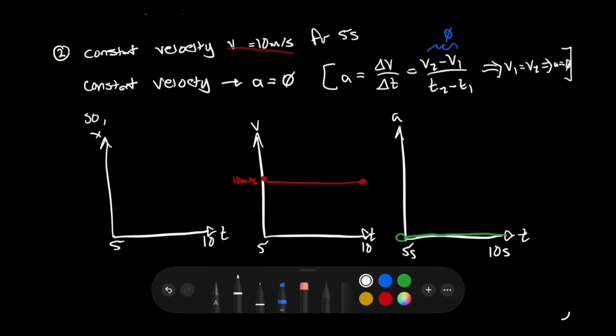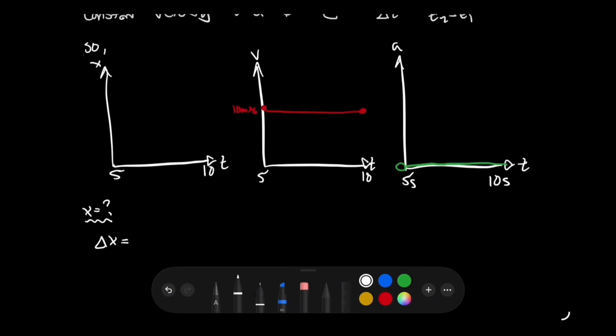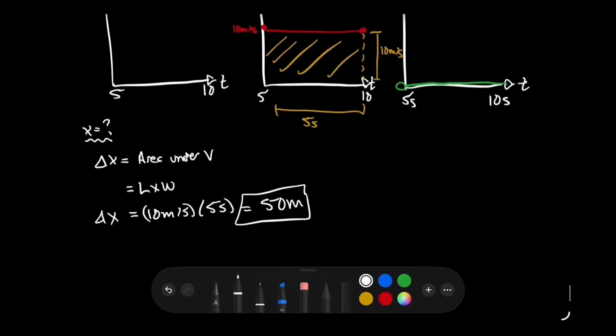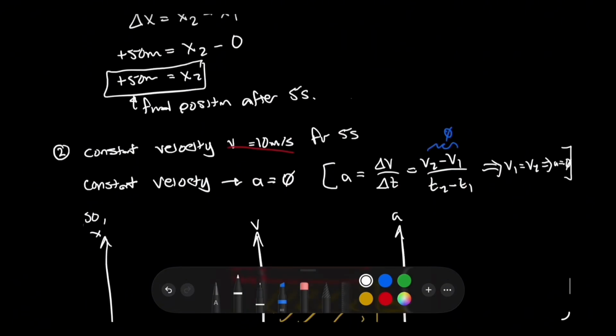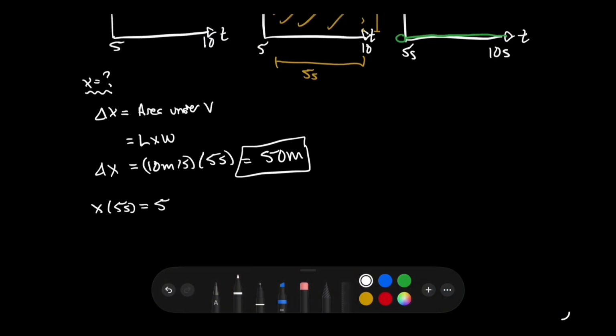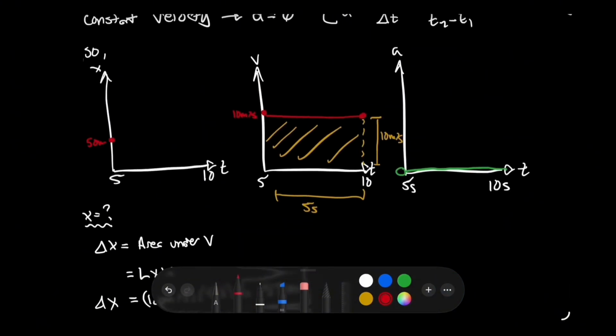And to draw the position time graph, we need to find the displacement, which is going to be equal to the area under the curve of the velocity time graph. So if we look at the velocity time graph here, it's going to be equal to this rectangle here. So if we just plug in the length and the width of this rectangle and solve, we find that the displacement is equal to 50 meters. And so at time equal 5 seconds, the position is actually equal to 25 meters. So this is going to be our x1 position. And so we just found that the change in position is equal to 50 meters.